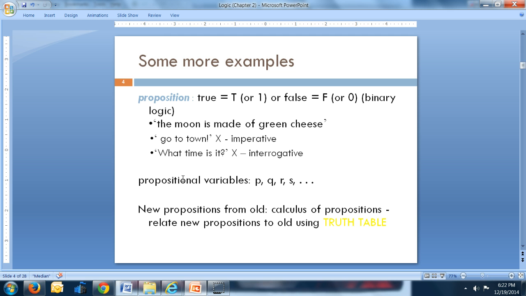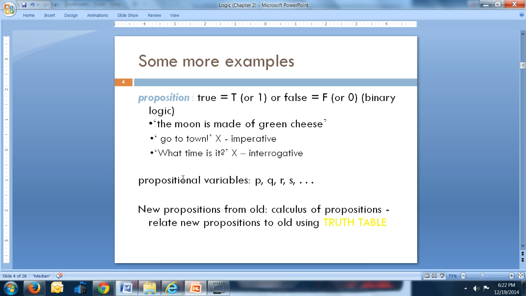The moon is made of green cheese. This is a complete sentence. It is a proposition, but in this case, we know that it is a false statement. So the truth value for this one is F. Go to town. This is an imperative, so it is not a statement. What time is it? This is also not a statement or not a proposition.